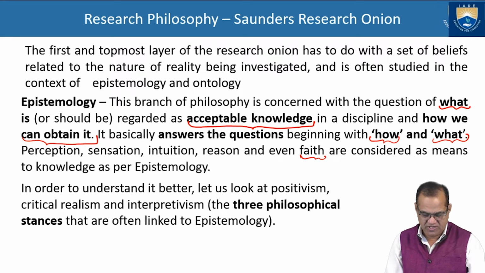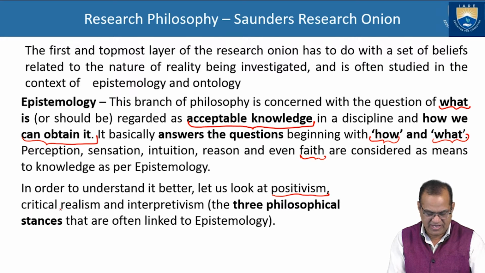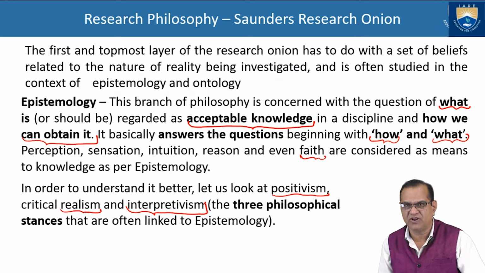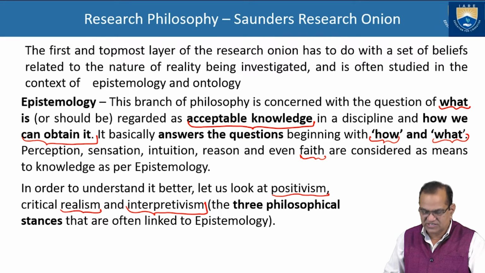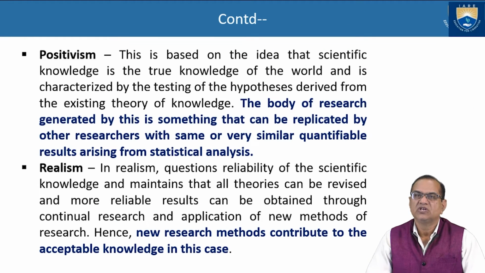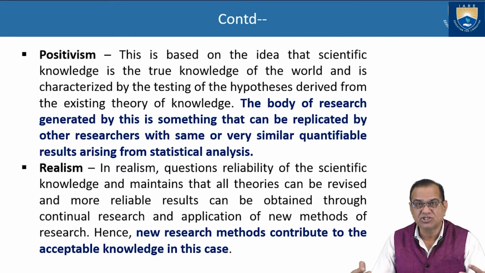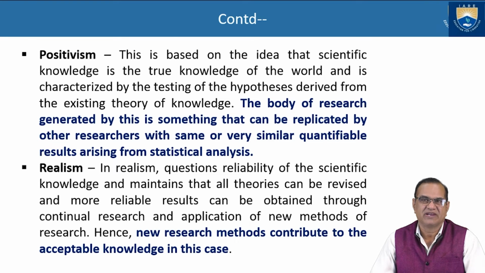So in this, we have positivism, then realism, and interpretivism. These three philosophical stances we are going to discuss in the next slide. So in this epistemology, we have positivism. By the word you can see that it is positiveness, means it is happening. It is yes, it can happen. So positivism is the first thing.